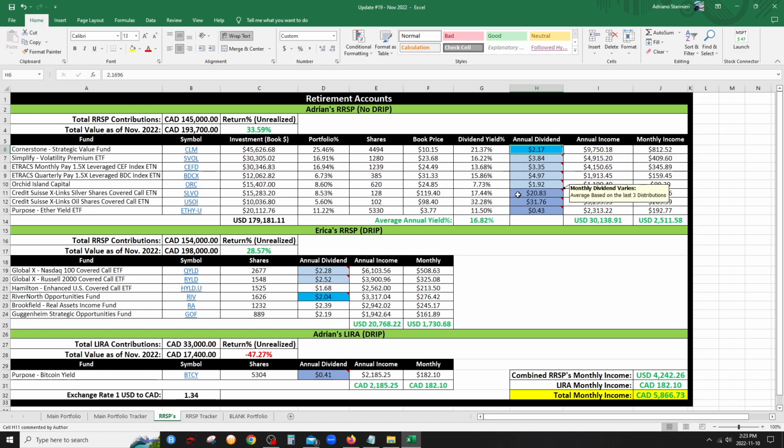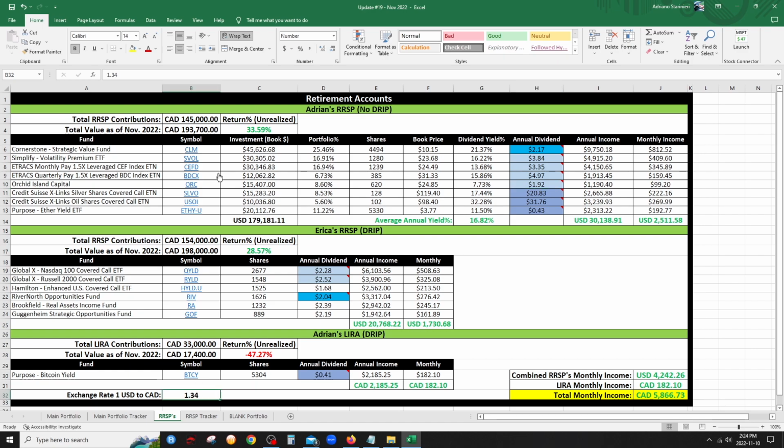And then you have the darker blue ones, where on my silver, the oil, and the ether, as well as the Bitcoin, this is where the distributions could vary greatly. So what I decided to do with these ones specifically is just take the average based on the last three dividends. It's very easy to do. You tally up the last three dividends and you multiply by 4. That basically gives you your average annual dividend rate based on the last three distributions. So these could change month to month.